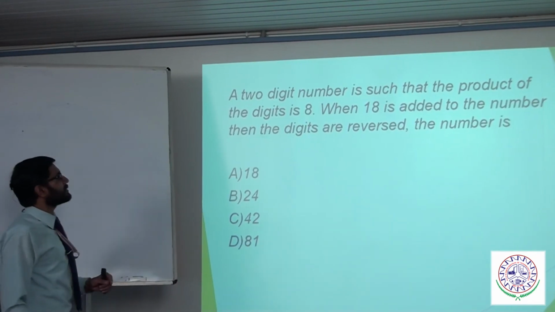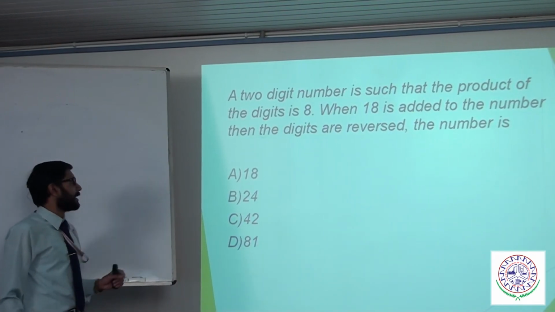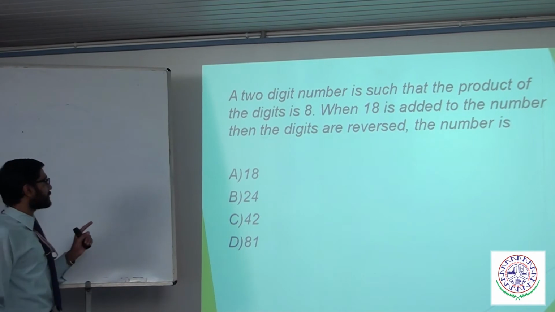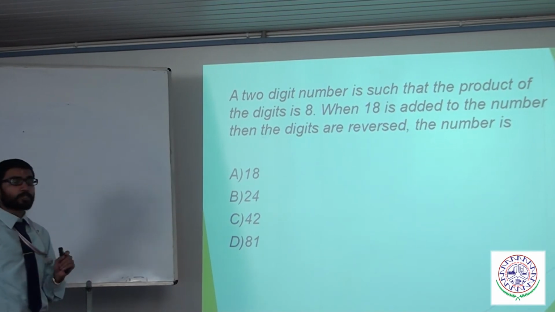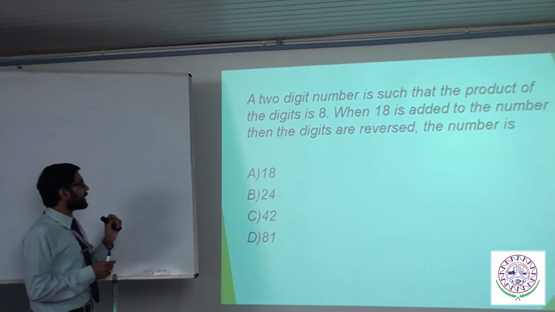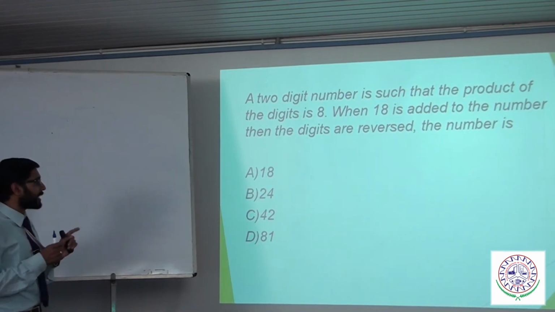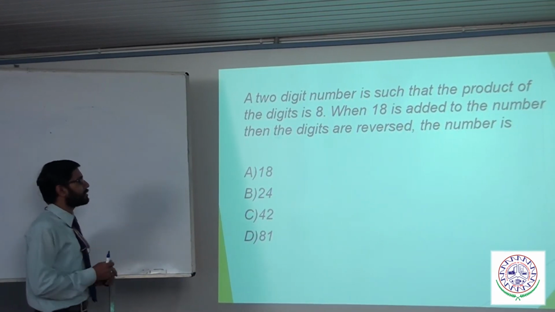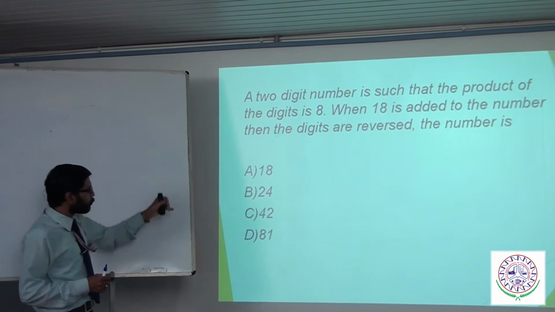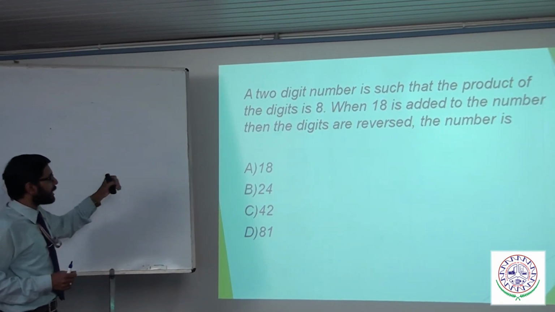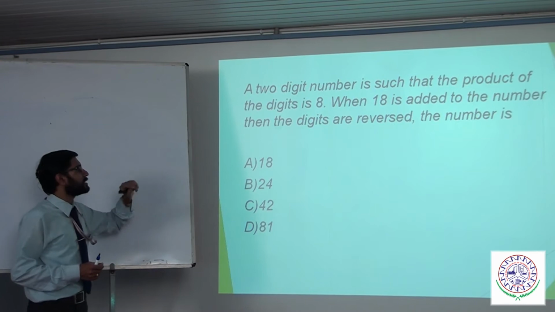A two-digit number is such that the product of the digits is 8. When 18 is added to the number, then the digits are reversed. The number is? Whenever you get such questions, directly take the concept of elimination. Try to get the answer by using the method of elimination. Elimination in the sense what? There will be 4 options given. Try to take any one of the options randomly and check it against the conditions.